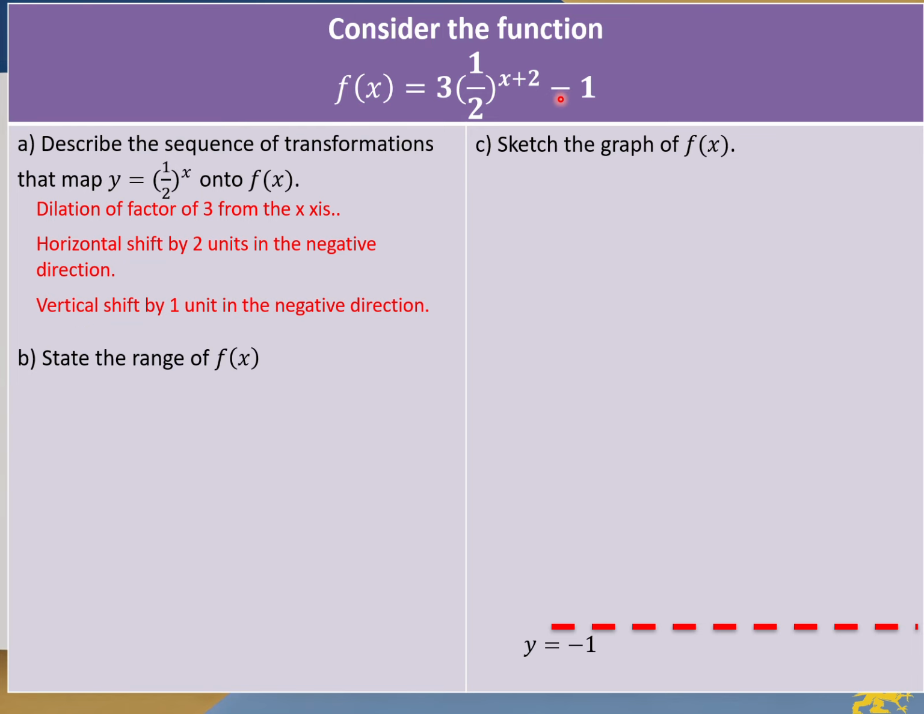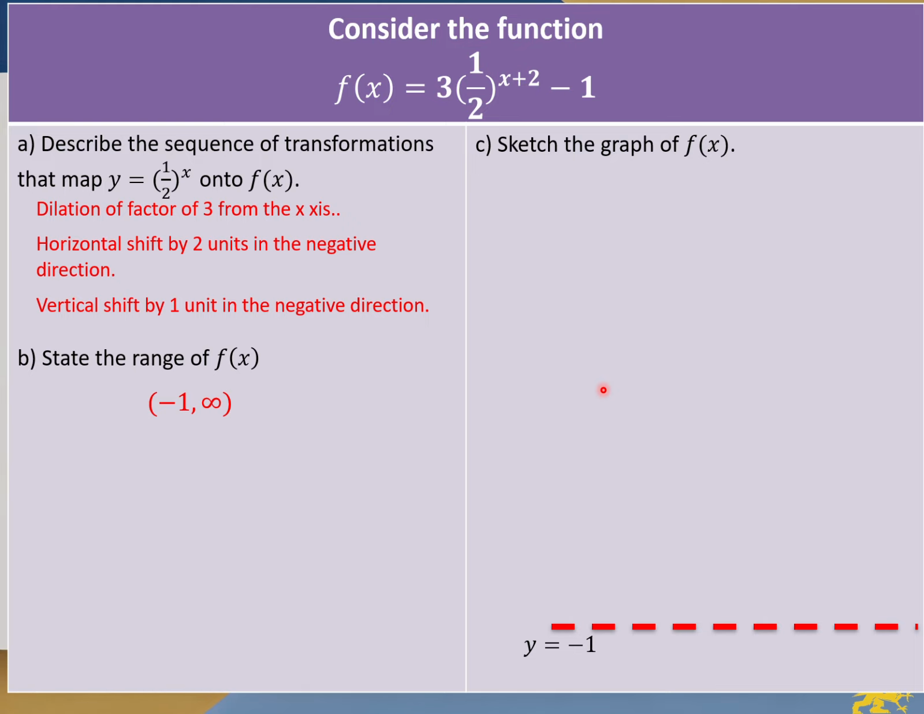So this helps me go to the next step. In terms of the range, I look at where my asymptote is. It's -1, so it's going to be greater than -1, but it can never equal that amount. And it's going to go all the way to infinity.